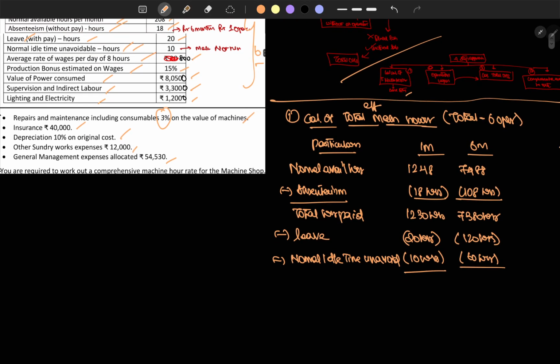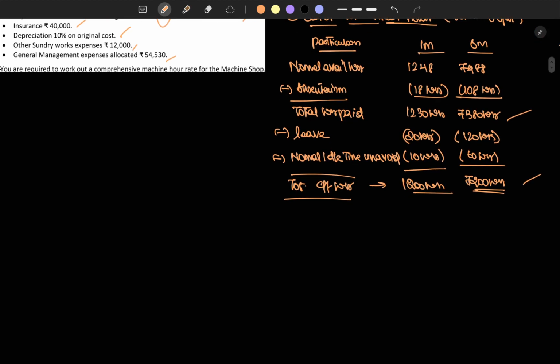So if we subtract this, we can get the effective hours per month is 1230 hours minus 20 hours minus 10 hours, which is 1200 hours, and 7380 hours minus 120 hours minus 60 hours, which is 7200 hours, right? So we got it. So the total hours paid we have now, and the total effectively actually worked time is per month is 1200 hours, and the 7200 hours we have, right? So the next step is operator wages.